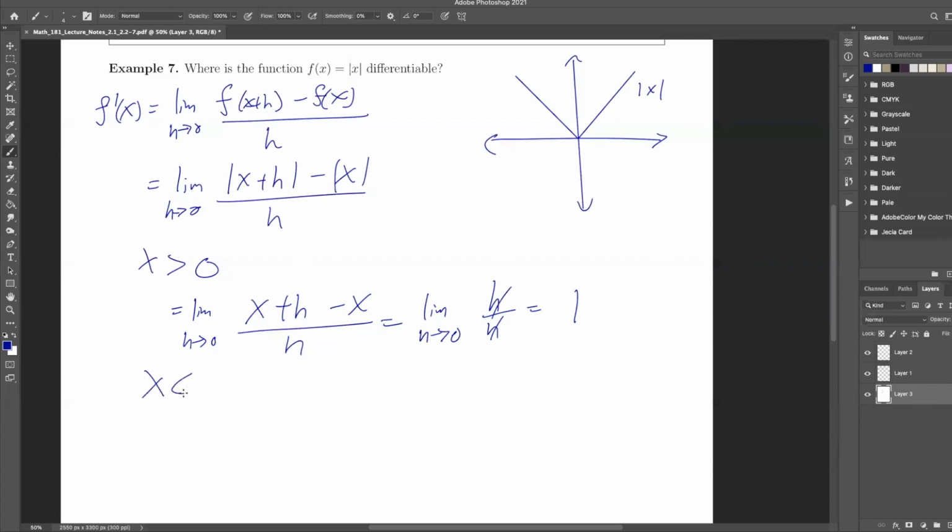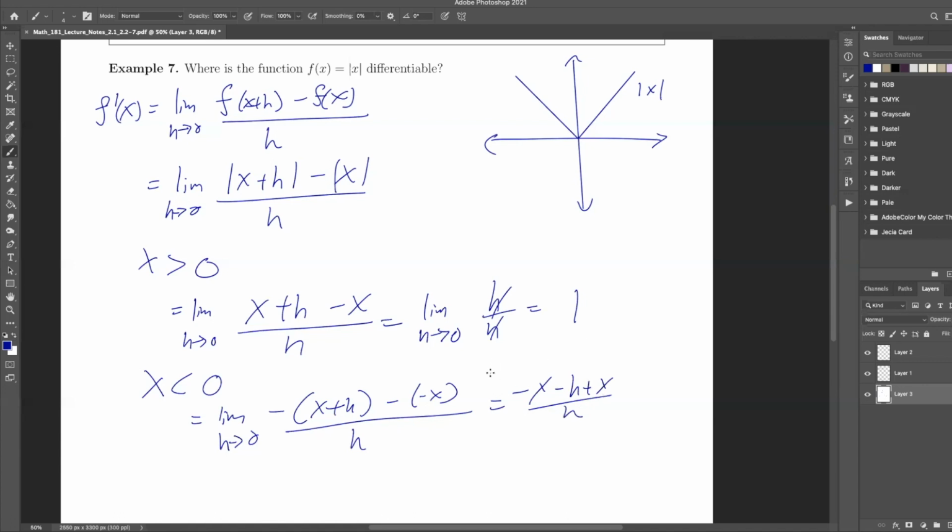All right, so when x is less than 0, this is equal to the limit as h goes to 0 of minus the quantity x plus h minus x. Because if x is less than 0, this is less than 0, so I'm going to take the opposite of that. So by doing such, I get minus x minus h plus x all over h.